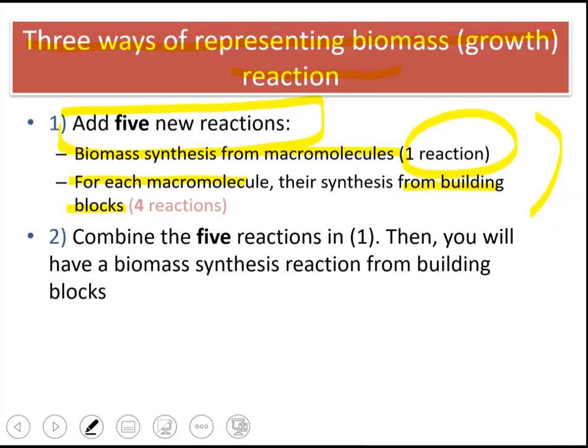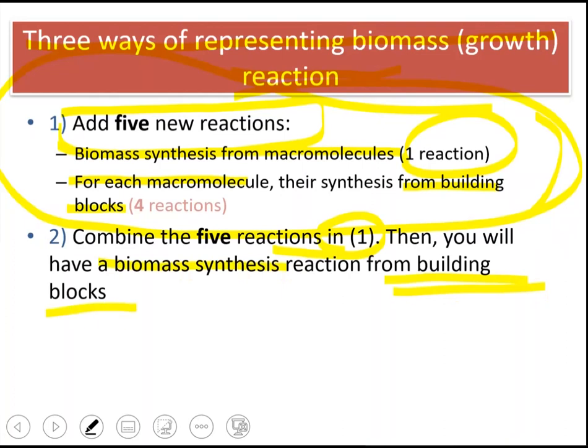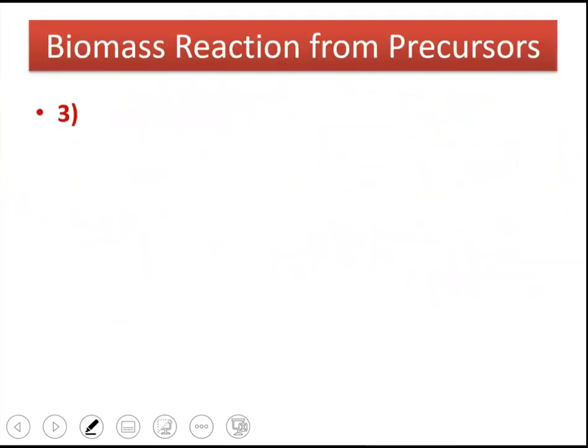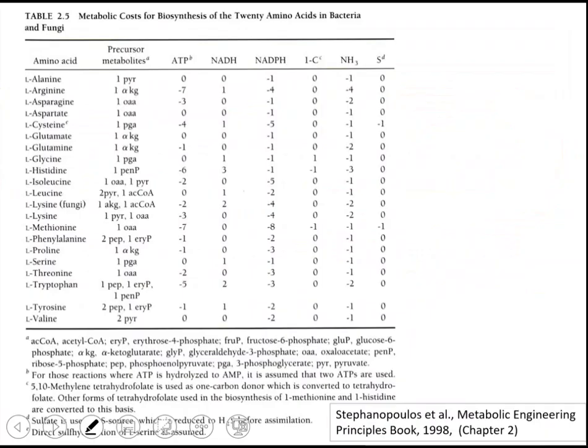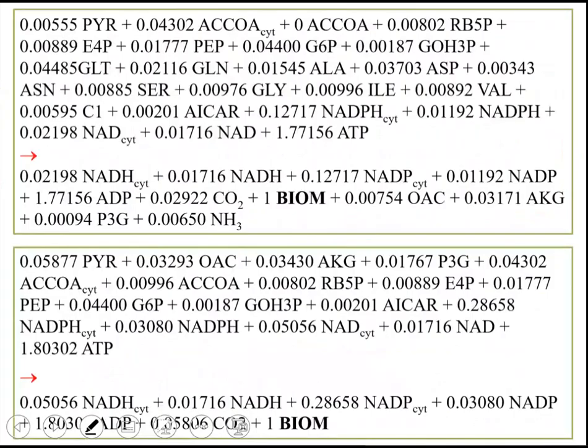Another approach used in the literature is, rather than adding those 5 reactions, combine those 5 reactions within a single reaction. So combine all 5 reactions and write them as a single reaction. This means that you will write a single reaction of biomass synthesis from not macromolecules but from building blocks. I will show you how. And there is a third alternative, but before the third alternative, let me show you some examples.